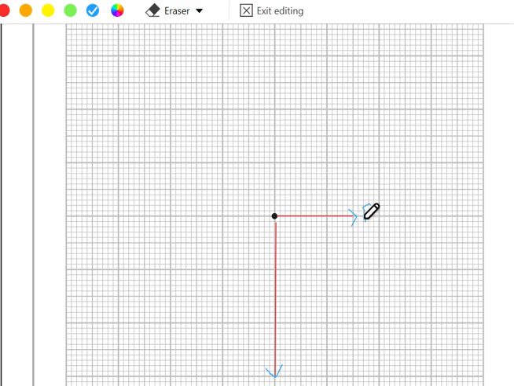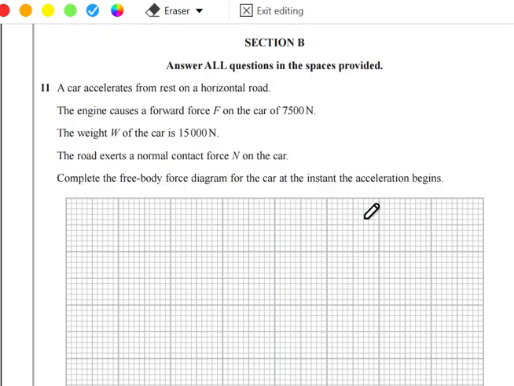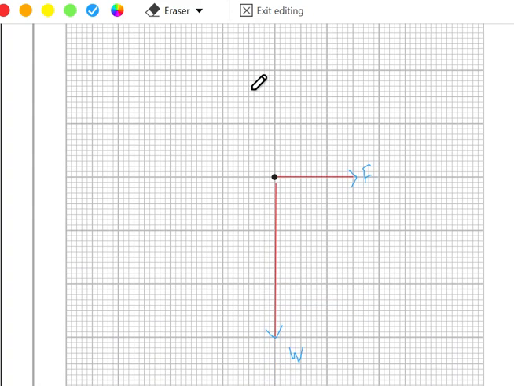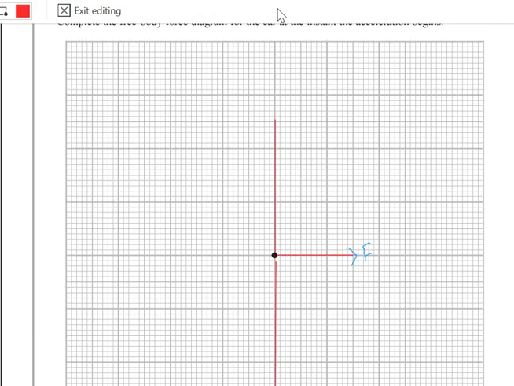this is F, and we want the normal contact force. It accelerates in horizontal direction, so in vertical direction the forces should be equal to have zero resultant force, or equilibrium in vertical direction. I'll extend the arrow up. Okay, this is the normal force.